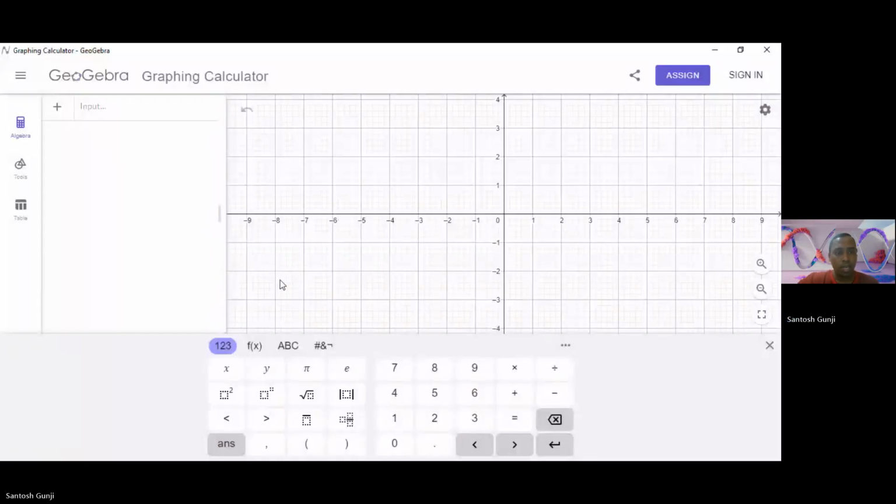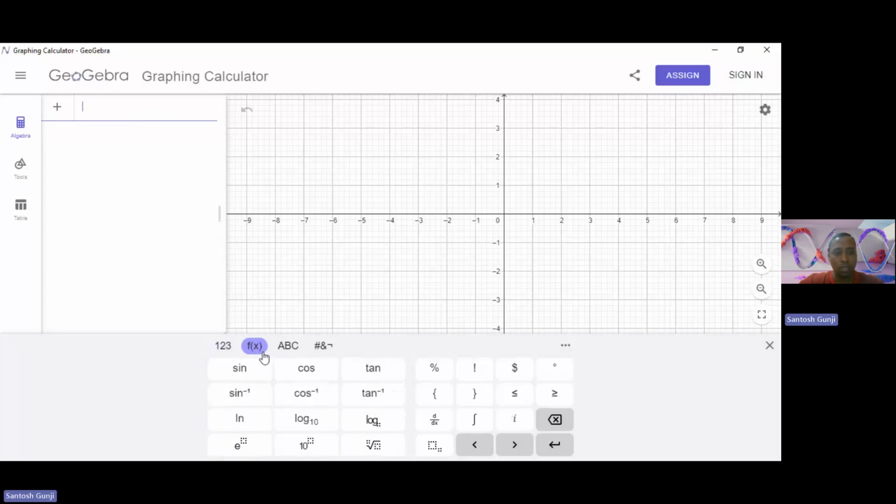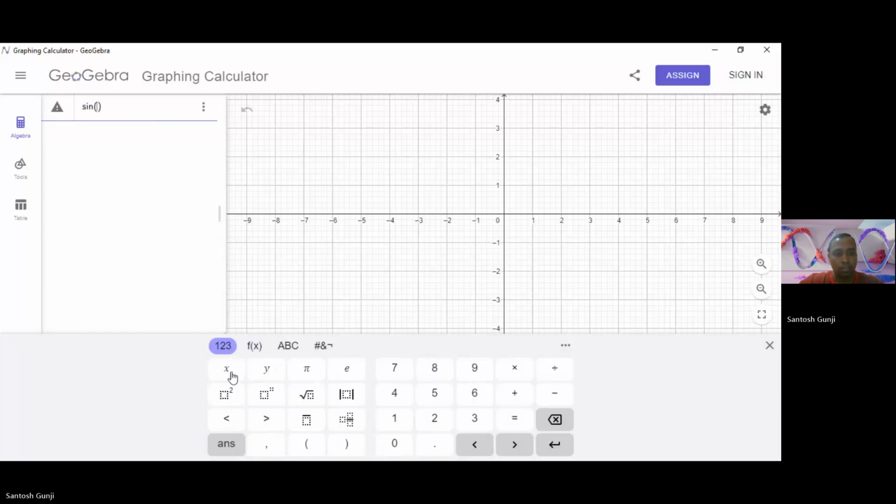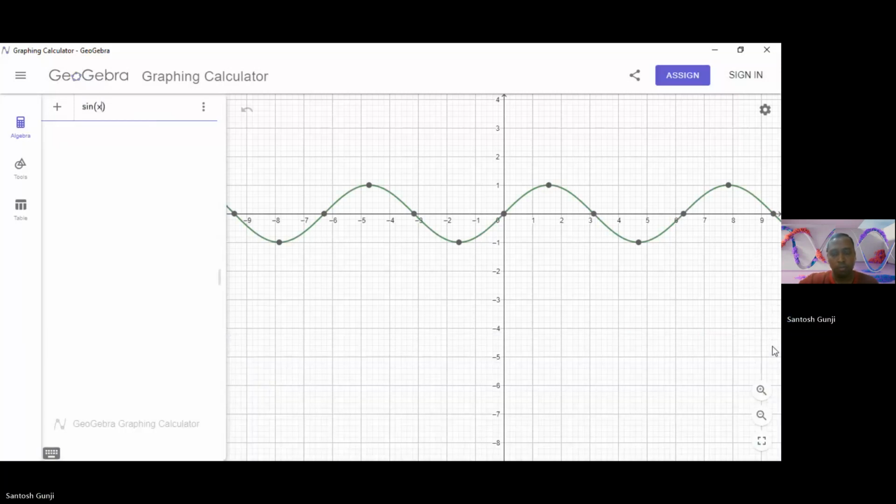Yes, children, I hope you are able to see the screen. Now let's see the graph of sin x through the GeoGebra tool. The graph is on the screen. It looks like a beautiful curve, which is periodic at every 2 pi interval.